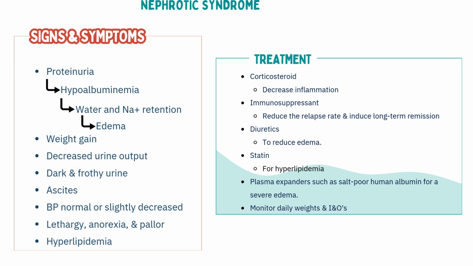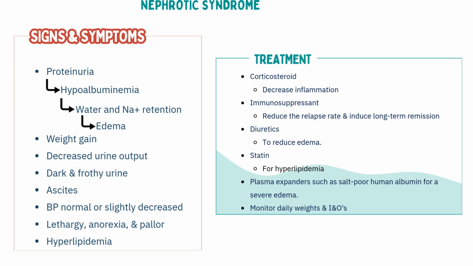So the hallmark sign is usually edema, so mostly swelling of the legs. You might get ascites, which is swelling in the abdominal region. You might see swelling in the eyes, which most commonly appears in the morning. Then you'll also see proteinuria or high protein in the urine, which also might be foamy or frothy, and that's because of that protein in the urine.